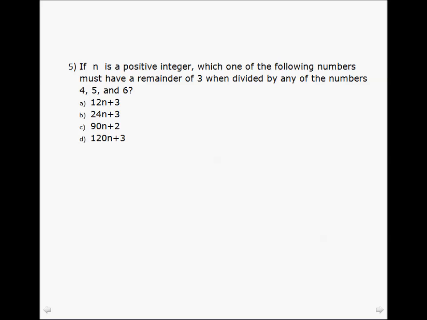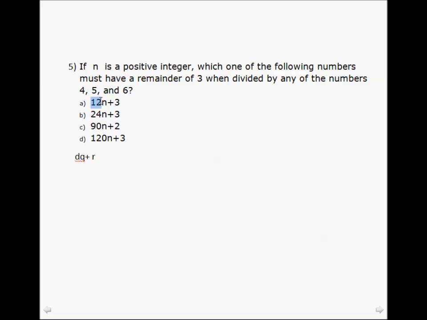Question 5. If n is a positive number, which one of the following must have a remainder 3 when divided by any of the numbers 4, 5, 6? So one way is the LCM way, other way is the option way. The option way is easier. So any number which is divisible by 5 or 6 or any divisor can be written as dq plus r, where r is the remainder, d is the divisor and q is the quotient. So dq should be divisible by the divisor.